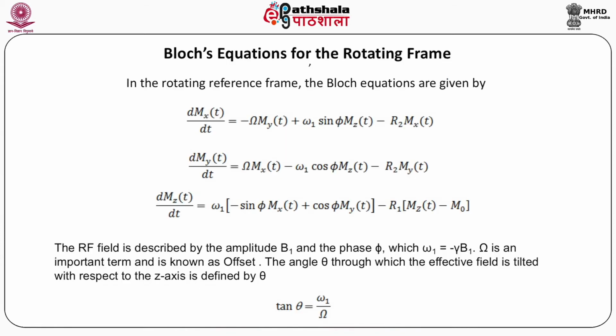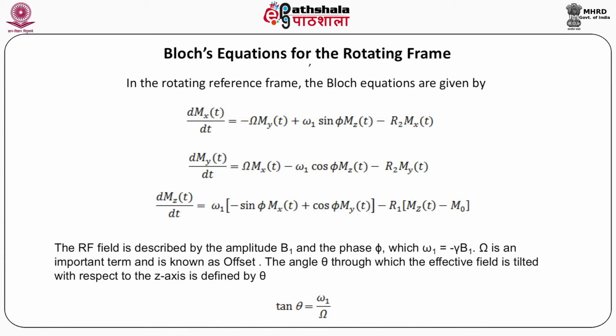as a function of time. Bloch equations for the rotating frame. In the rotating reference frame, the Bloch equations are given by dMx(t)/dt is equal to minus omega My(t) plus omega1 sin phi Mz(t) minus R2 Mx(t); dMy(t)/dt is equal to omega Mx(t) minus omega1 cos phi Mz(t) minus R2 My(t); and dMz(t)/dt is equal to omega1 [minus sin phi Mx(t) plus cos phi My(t)] minus R1 [Mz(t) minus M0].